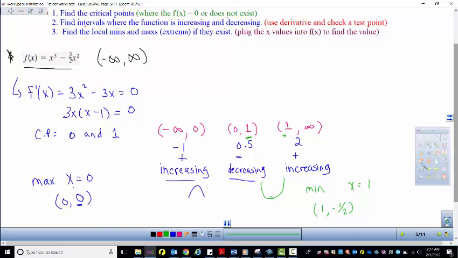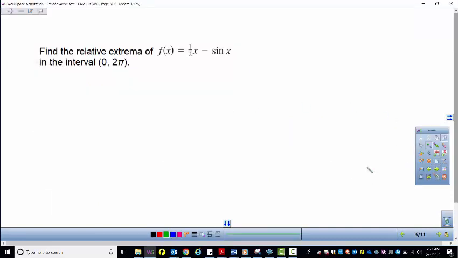So let's look at another one. Oh, I put a trig one right away. That's okay, we can do that. So again, first of all, with trig functions, you see they change the domain, so they want between 0 and 2 pi, because if not, you'd be finding an infinite number of critical points. So you're going between 0 and 2 pi.